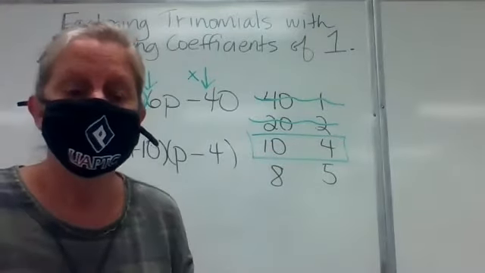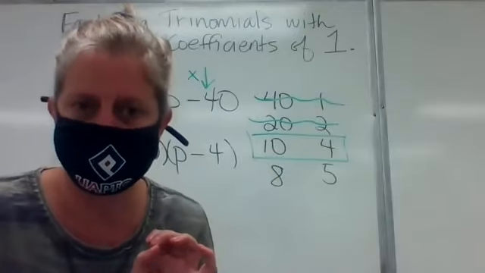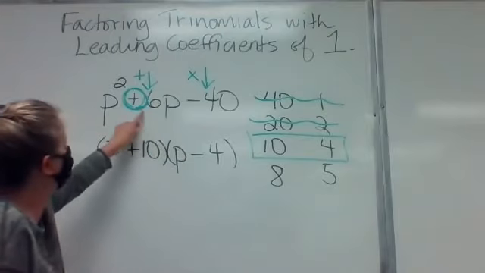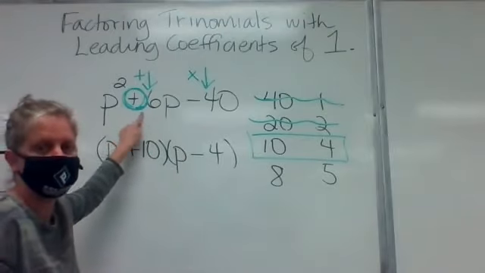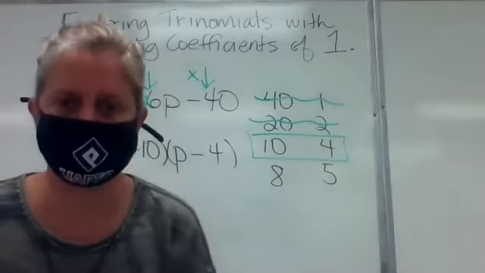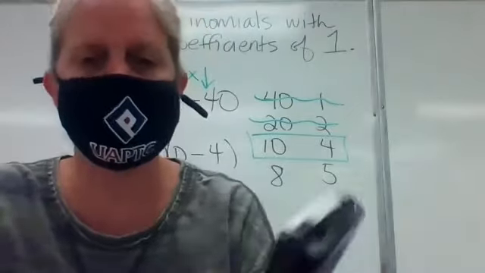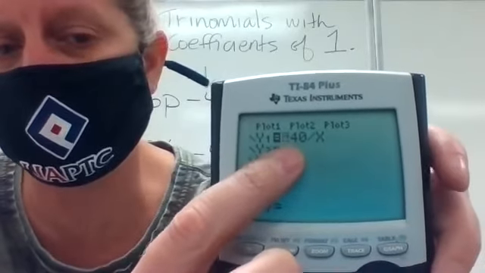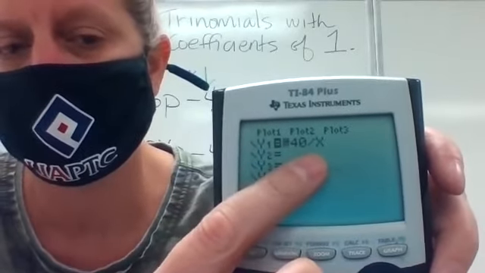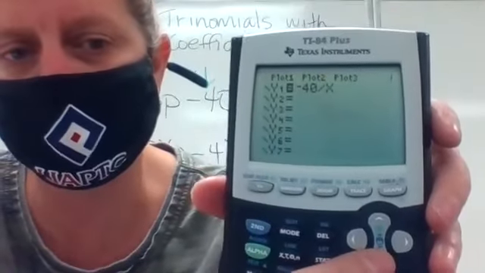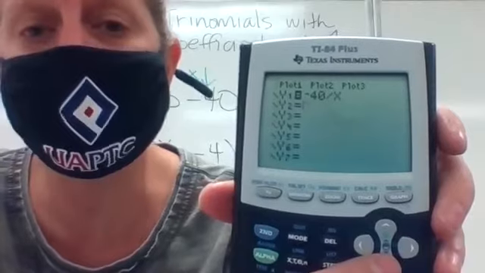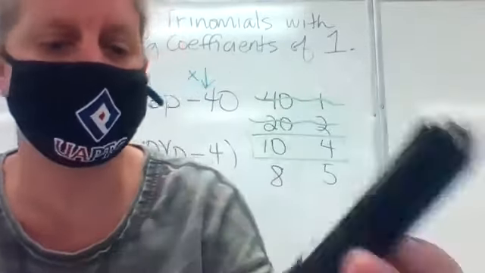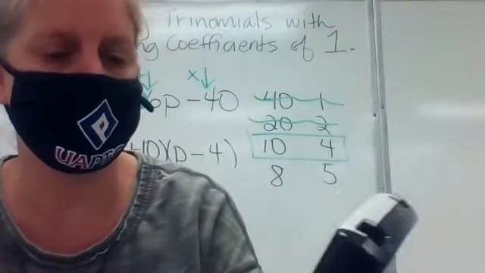So then what are you doing? You're just going through that list and you're trying to say, okay, all those ways give me negative 40. I need to find the pair that adds to positive 6. I'm going to show you another trick. Again, go back to your y equals. So to get the ways to multiply to get negative 40, I did negative 40 divided by x. Now go down to the second y equals. Type the same thing in again. Negative 40 divided by x.